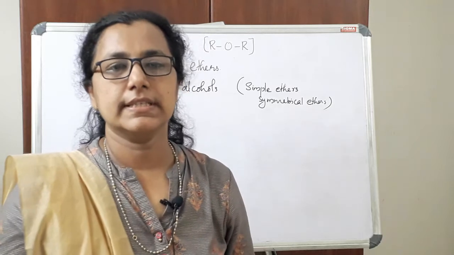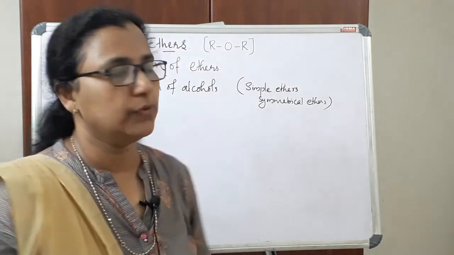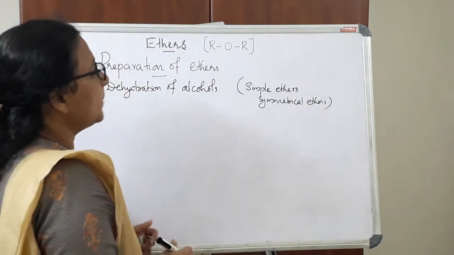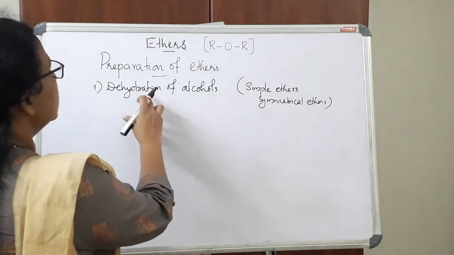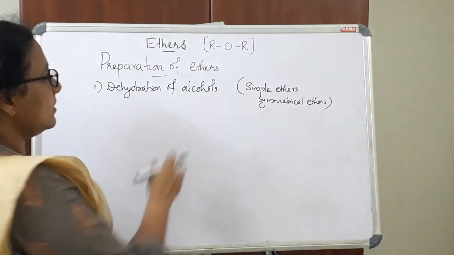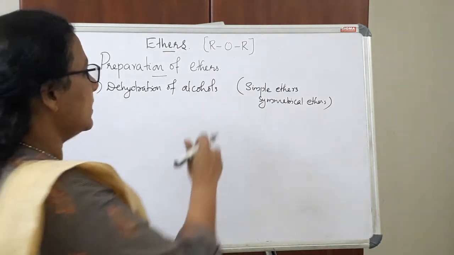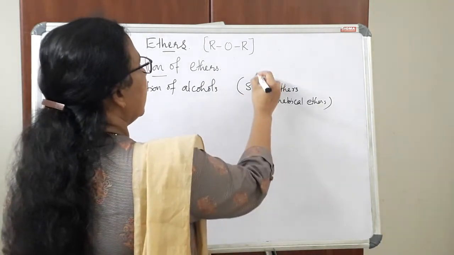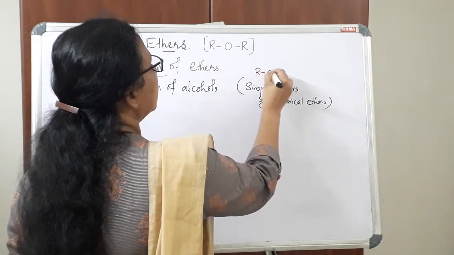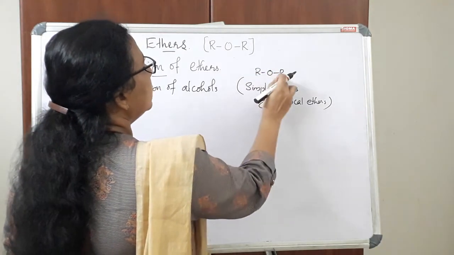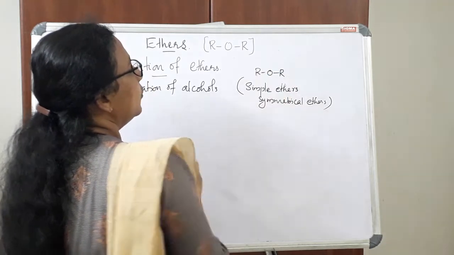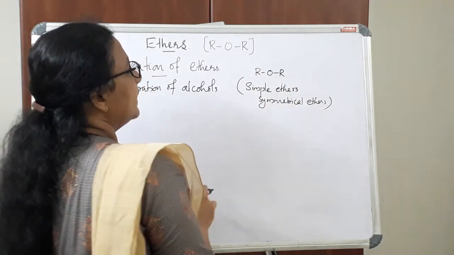Hello students, let us learn the preparation methods for ethers, how ethers are prepared. So the first method is dehydration of alcohols. It is for the preparation of simple ethers or symmetrical ethers. Simple ethers means they are having the same alkyl groups on both sides. So both the alkyl groups are the same. We can call it simple ethers.